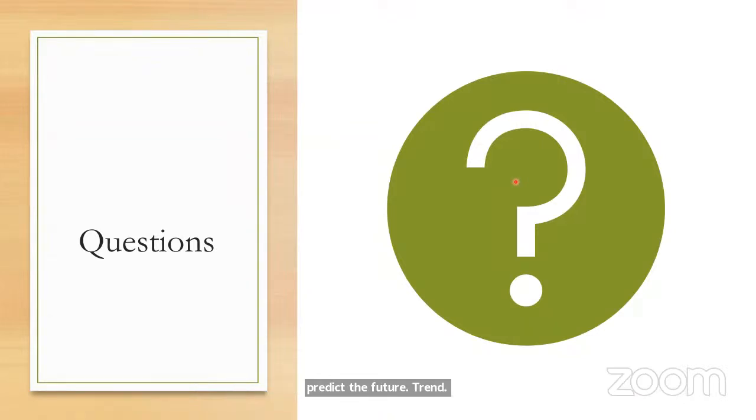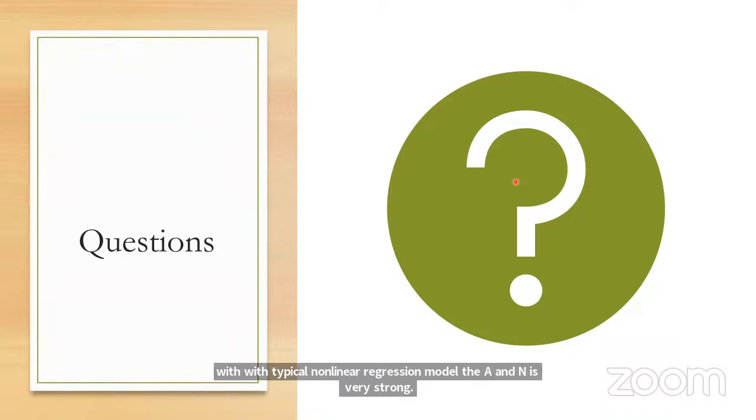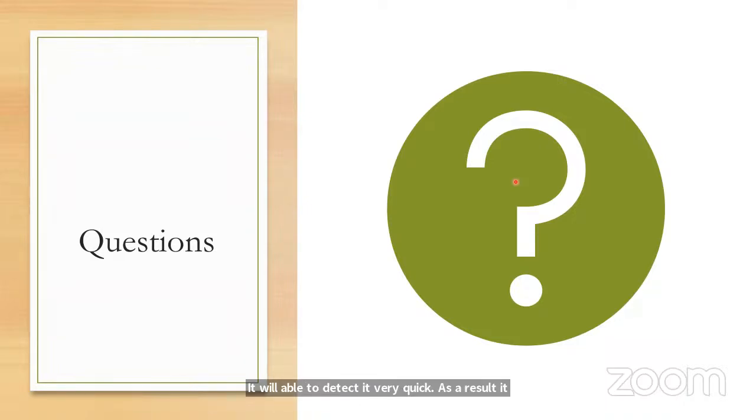Your second question, the accuracy of 0.99. To be honest, it depends on the problem. If your problem is simple, that can be solved with a typical nonlinear regression model, the ANN is a very strong tool. It will be able to detect it very quickly. As a result, your accuracy will be very, very high.